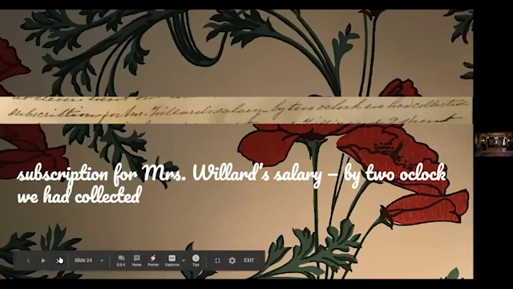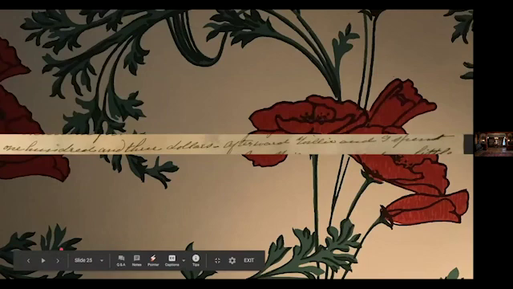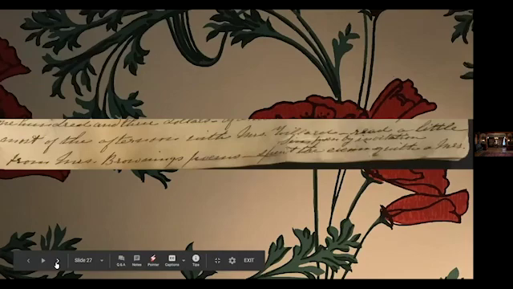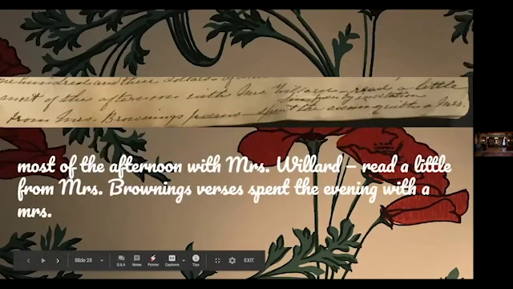So you can see that cursive is important for realizing what was going on in history. So $103. Afterwards, Willie and I spent, let's see, and here's the last line right here. Now spent, if you look here, it says most of the afternoon with Mrs. Willard and read a little from Mrs. Browning's verses, spent the evening with Mrs. And that's where this post stops, right over here.